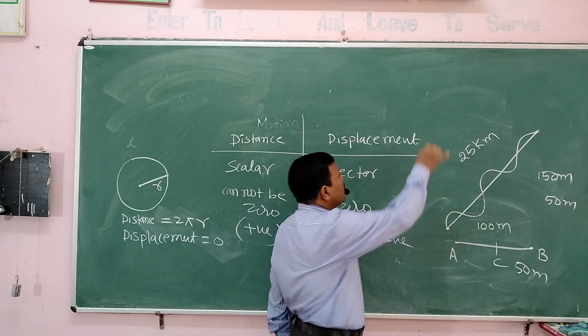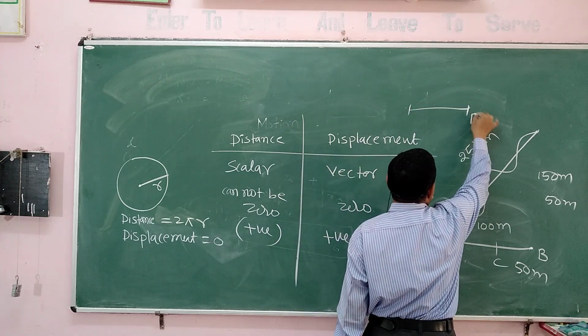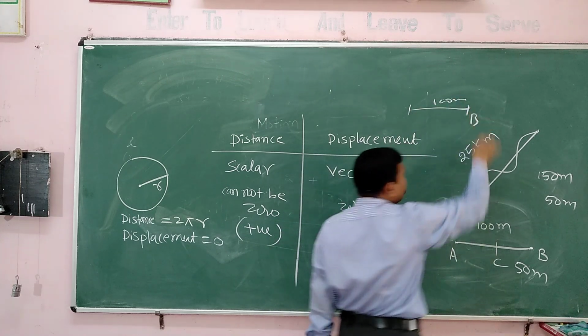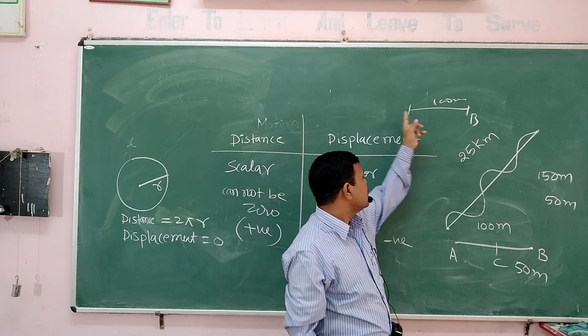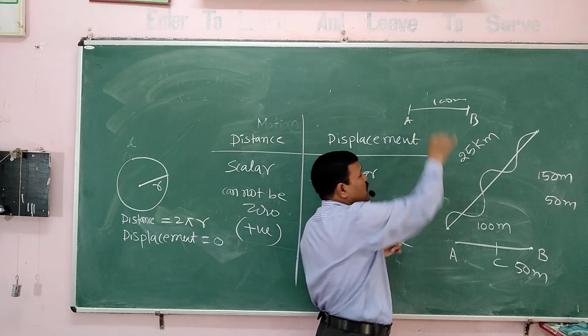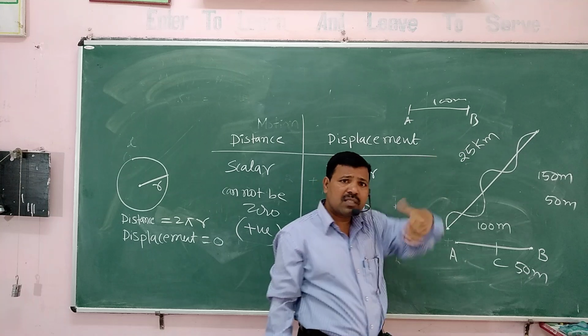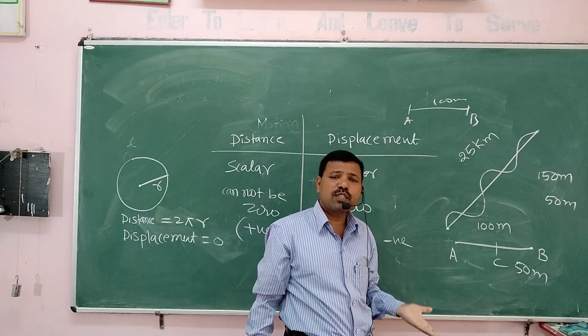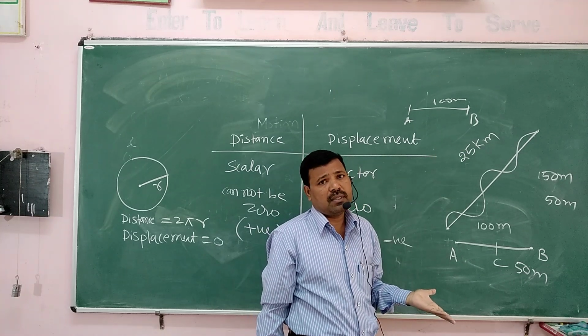If you consider A and B two points, 100 meter apart, then what is the distance and displacement between A and B? Distance is 100 meters, displacement is also 100 meters.